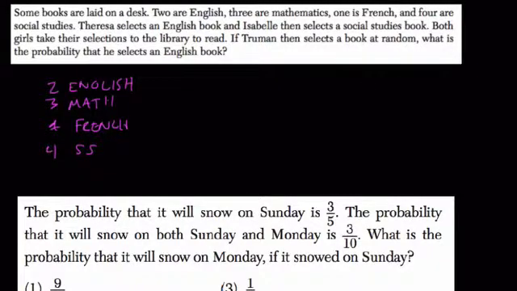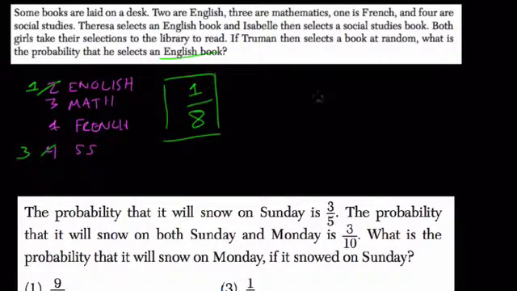Okay, so if Teresa comes along and selects an English book, then there's only one English book left. Isabel selects a social studies book, so there's only 3 social studies books left. Okay, so they take their books away and don't return them. Truman then selects a book at random. What's the probability to get an English book? Well, there's one English book left out of 1 plus 3 is 4, plus 1 is 5, plus 3 is 8, or 1/8. So it's just a one trial experiment. Just count what you want to get, the 1 out of the total left, 8.